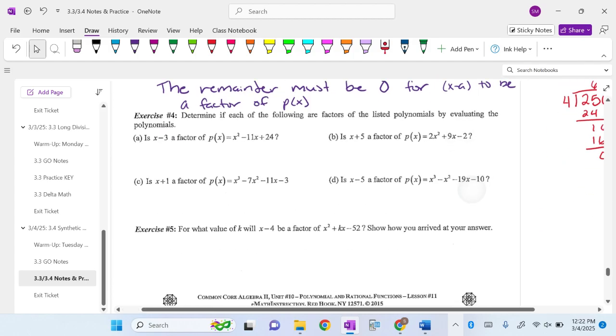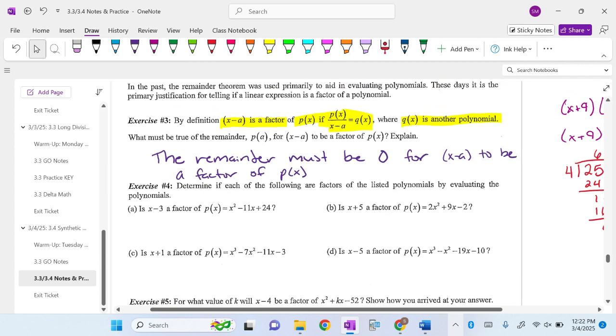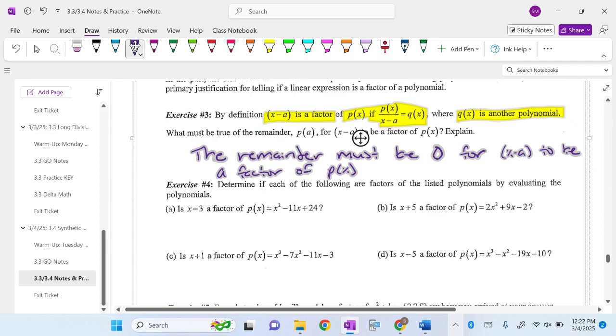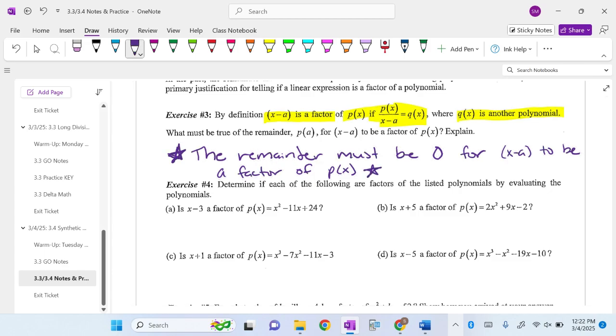So that being said, that's the other part of the remainder theorem. You might want to write that down and star it or whatever you need to do, because it's very, very important. I will ask you, is this polynomial a factor of this polynomial? And you won't have to do the division. All you have to do is the remainder theorem. So let's do a couple of examples.